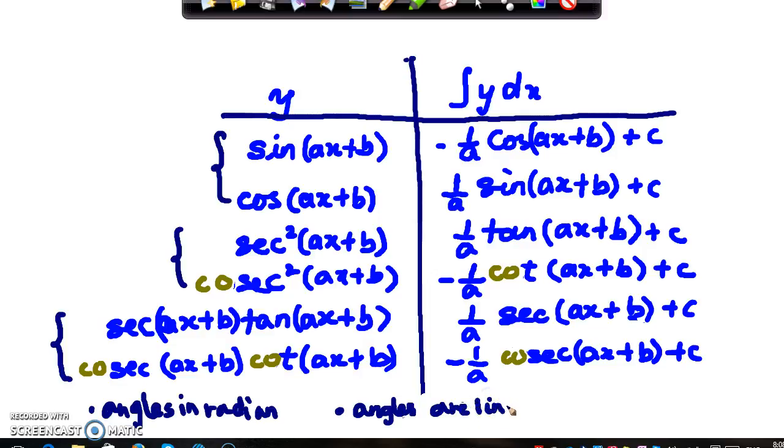That means y equals mx plus c. So we have ax plus b. So ax plus b is a linear function. So, for example, if you have ax squared, then this formula doesn't work. It must be only linear function.